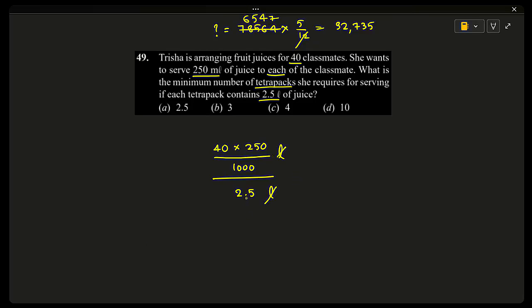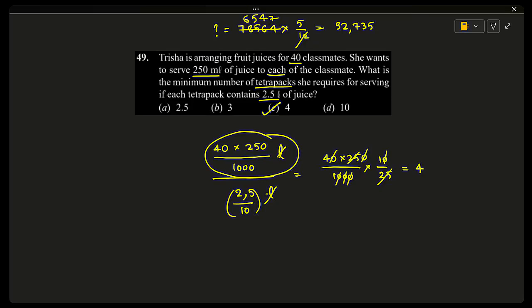So 2.5, we can remove the decimal point, you'll be writing 10. So fraction divided by fraction, you can go for the reciprocal. 40 into 250 divided by 1000. So the reciprocal of 25 by 10 is 10 by 25. 0, 0, cancel. 0, 0, cancel. 0, 0, cancel. 25, 25, cancel. And we got 4. So 4 Tetra packs she wants to purchase. Option C. So what we did, we found the total amount of juice required, and each Tetra pack is 2.5 liters. Then we can divide to get the answer.